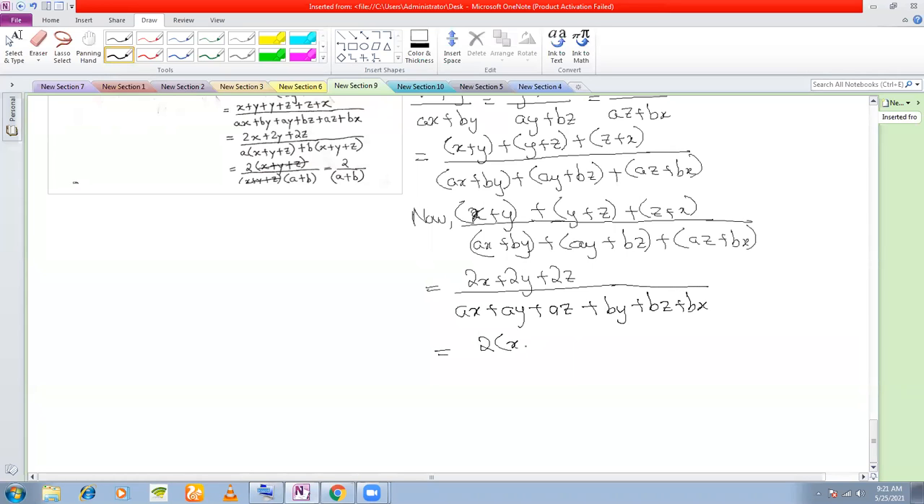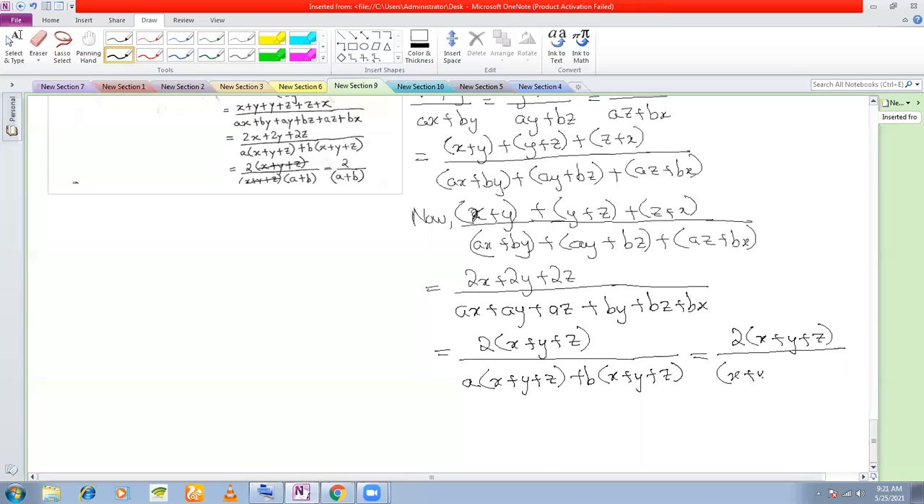So you get here twice x plus y plus z divided by, in the denominator, you take a common, you get a times x plus y plus z plus b times x plus y plus z. So now you see that the denominator can be factorized as simply x plus y plus z into a plus b. So this and this will now cancel off. So you get 2 by a plus b.